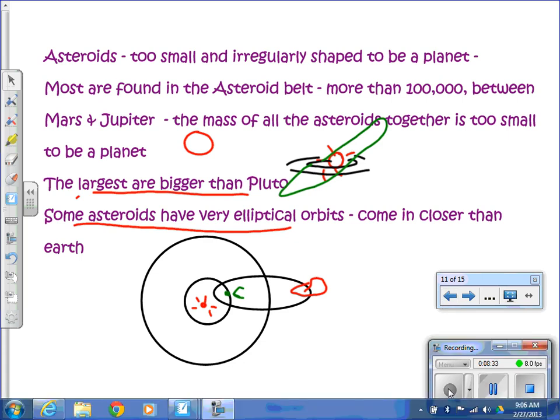Yep, on the test there'll be kind of like the fill in the blank: a chunk of rock in space that's irregularly shaped, or right, exactly, asteroid, or an icy, dirty ice ball with tails. Yeah, so that sort of thing.